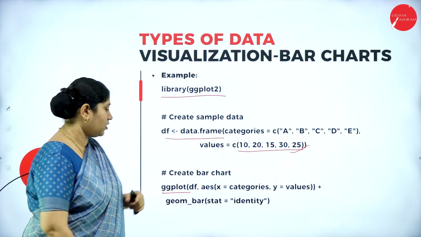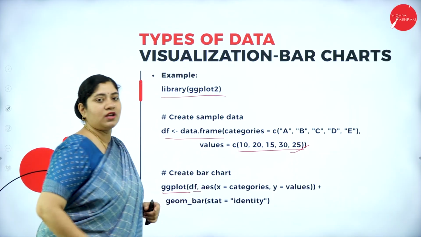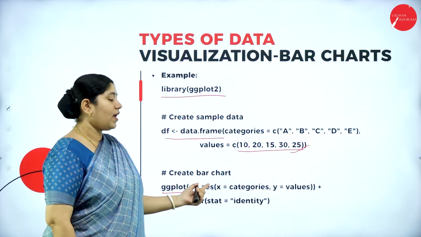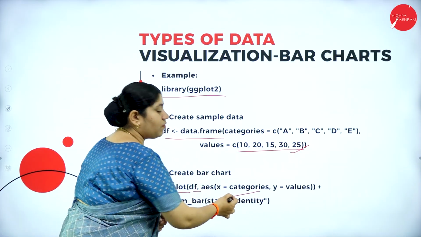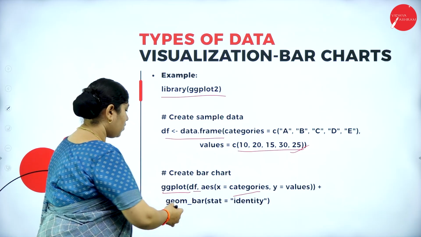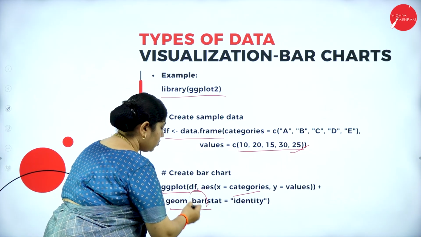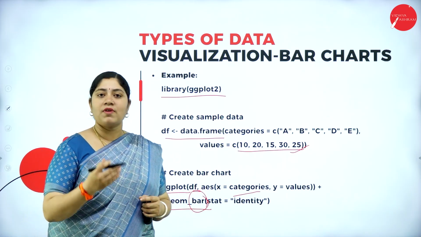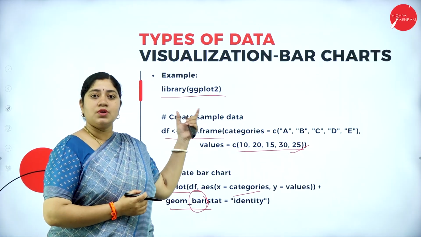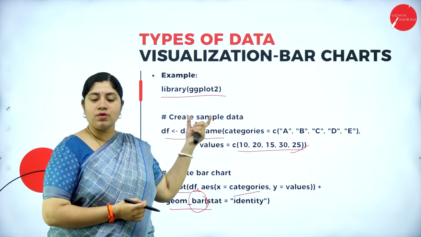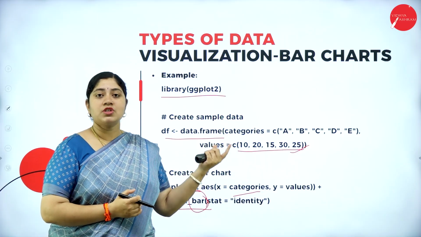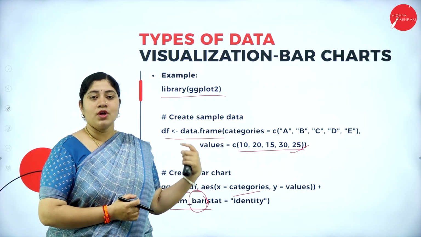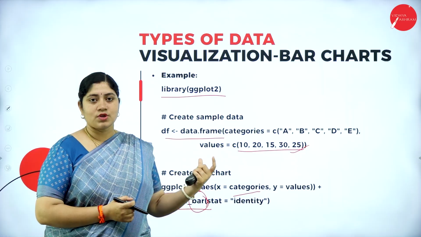Inside that, I have to define the data frame df followed by the axes. So x represents categories, right? And y represents values, followed by the bar. You can see here we are defining a bar chart. If we consider ggplot directly, we have multiple data representation types, correct? So we have to be very specific about which one is being called.